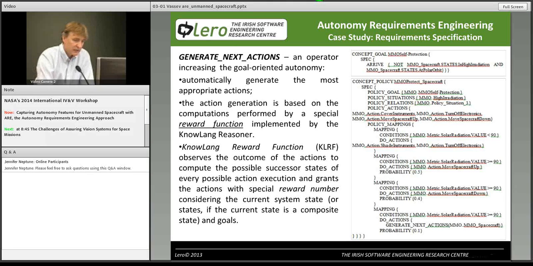And basically, when we specify a policy, we map situations to actions that must be taken by the system or realized by the system in the environment or in the system itself in the presence of particular problems. That's why we use conditions here. For example, if the solar radiation is less than 90 or bigger than 90 and so on, you can do this and this and this.